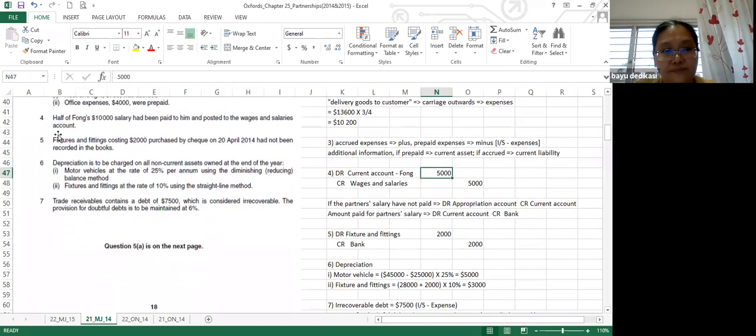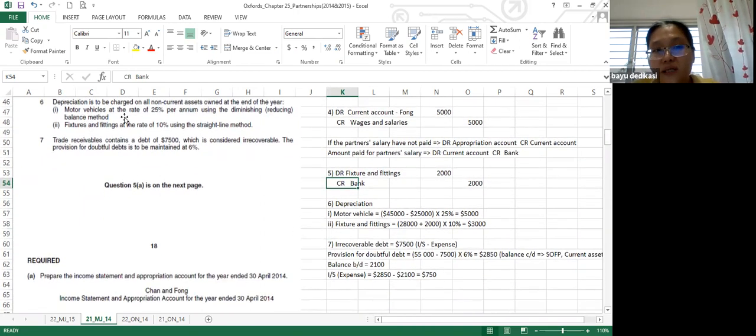Next is that fixture and fitting cost 2,000, purchased by cheque on 20th April 2014, has not been recorded in the book. So this amount is a new purchase, double entry, debit fixture and fitting. This is non-current asset, and then credit bank.